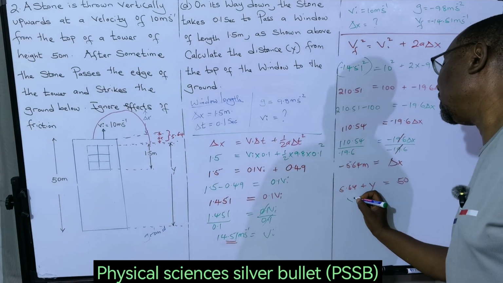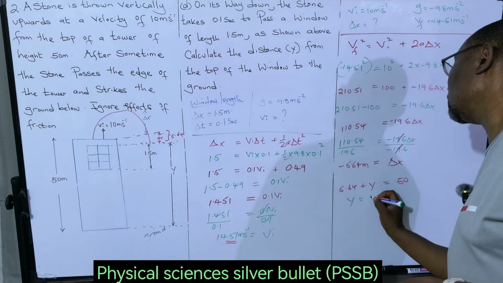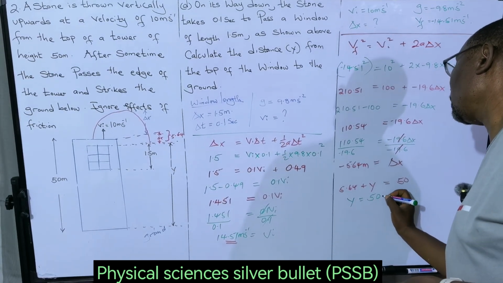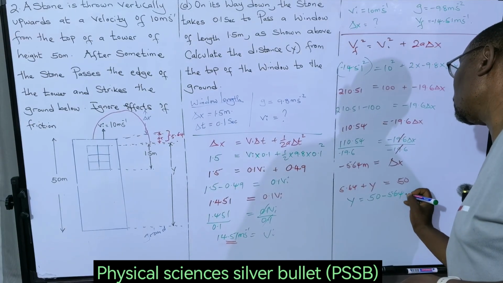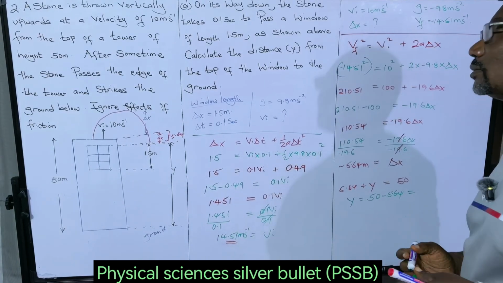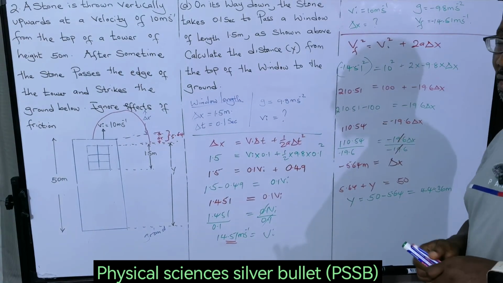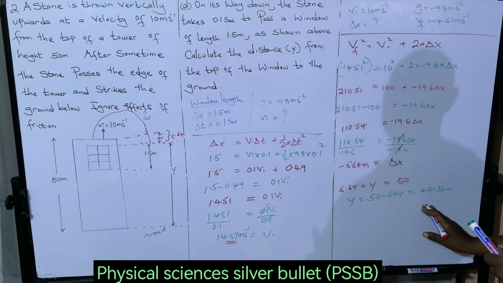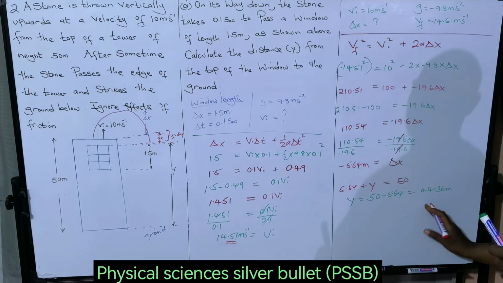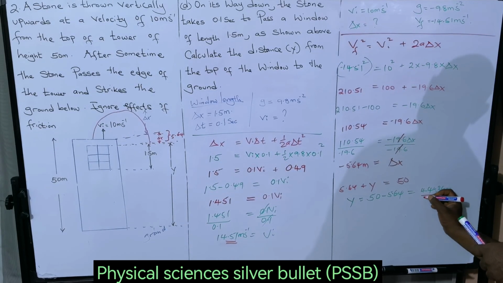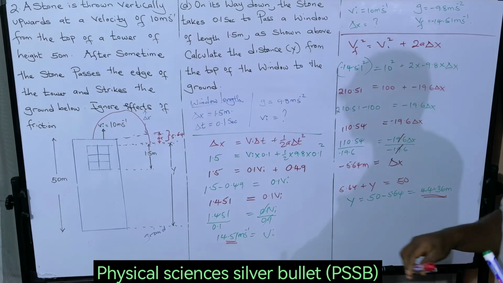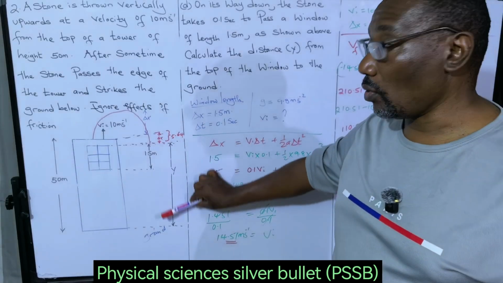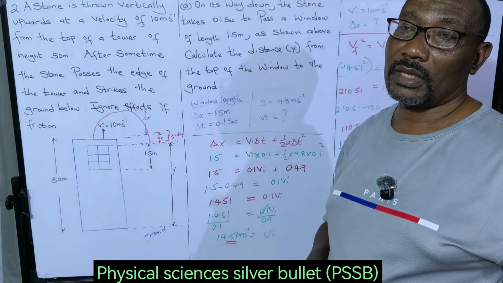And our y is going to be equal to 50 minus 5.64, giving us 44.36 meters. So that is the length y.